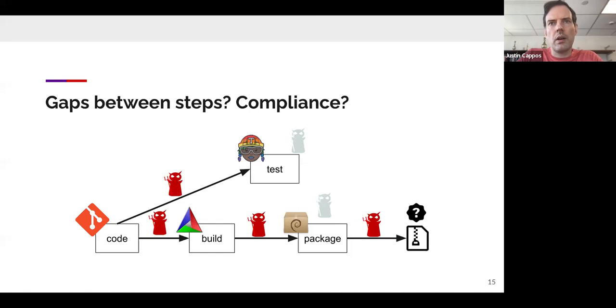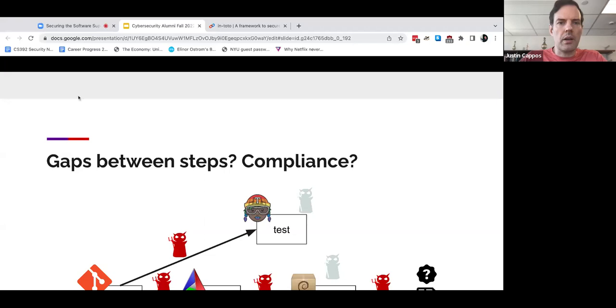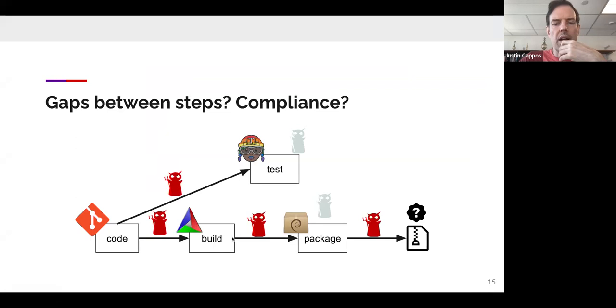So in other words, how do you know that all the code you signed and did things with is the code that's going into the build process? And how do you know the code that came out of the build process is the code that's going into being packaged? And how do you know that code was the code that was tested? And how do you do that in scenarios where an attacker might want to tamper with this, okay?